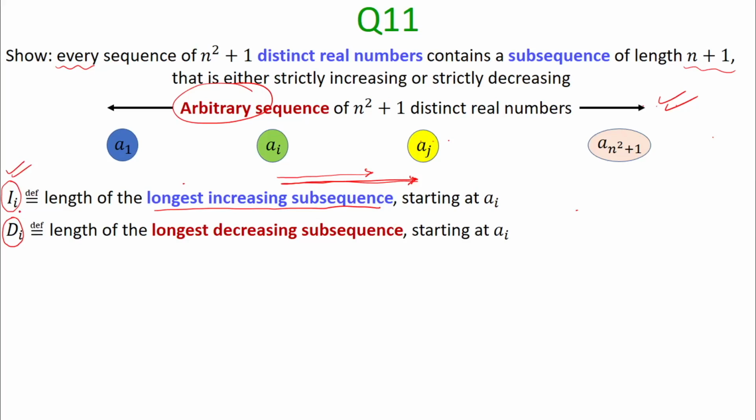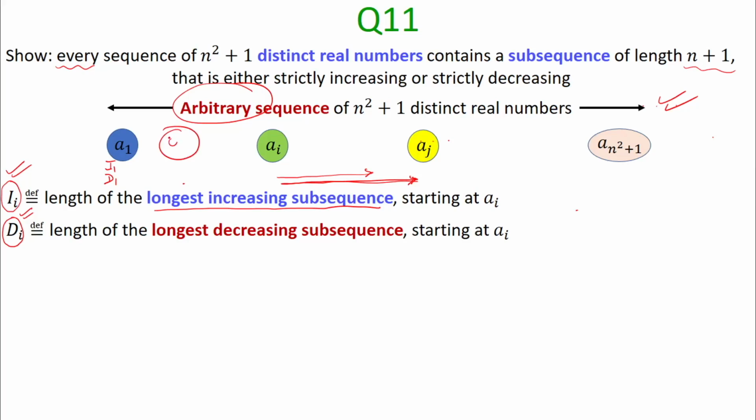In the same way, I might have several strictly decreasing sequences starting at a_i. In fact, the sequence a_i itself is a subsequence of length 1, which is strictly decreasing. But I might have a subsequence of higher length, which is strictly decreasing and starting at a_i. So the length of the longest decreasing subsequence starting at a_i, I am denoting it as D_i. That means with a_1, I have associated the values I_1 and D_1.